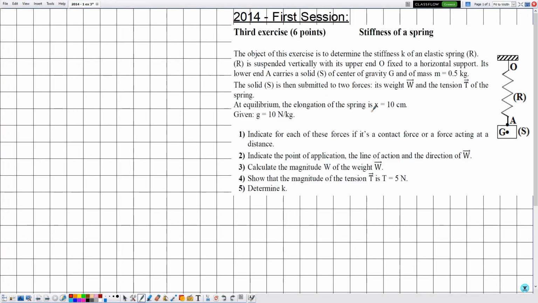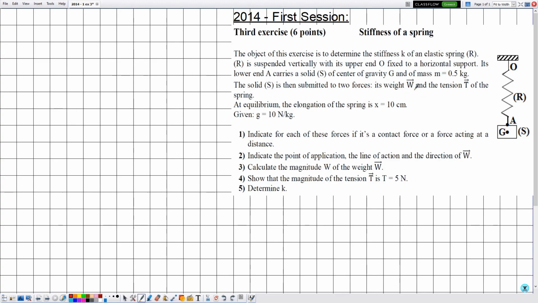In this one we are going to solve an exercise related to mechanics in the chapters of mechanical actions and equilibrium of a body. This exercise was a previous one in the brevet exams in 2014 first session, third exercise. The title of this exercise is Stiffness of Spring. The object of this exercise is to determine the stiffness K of an elastic spring R.